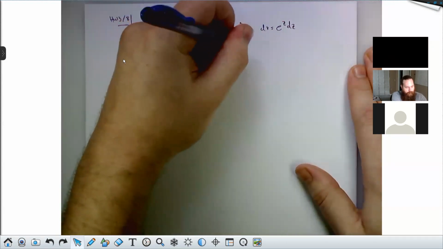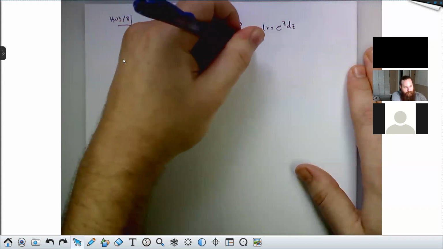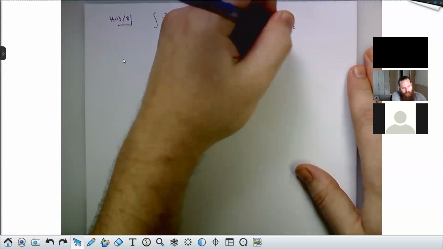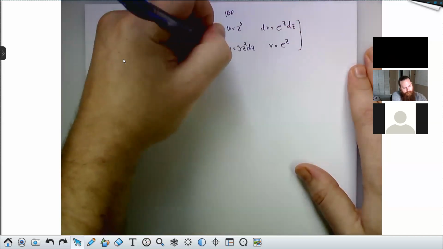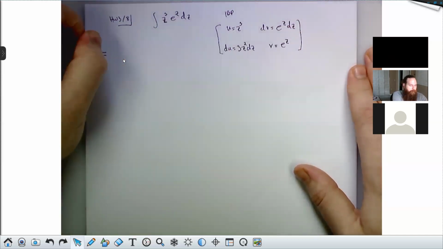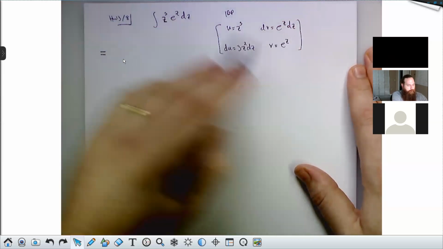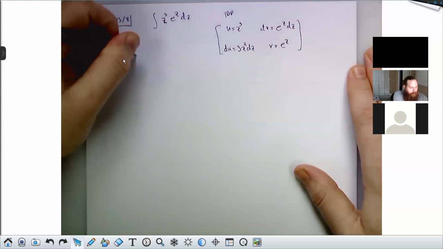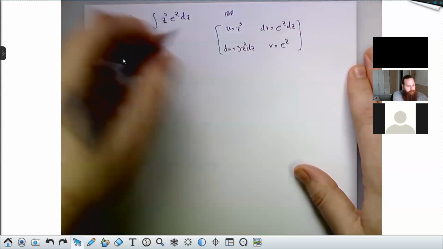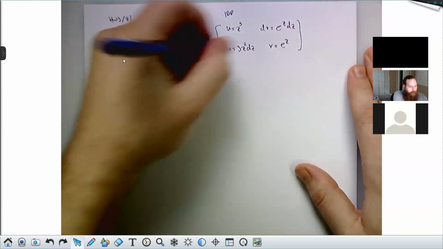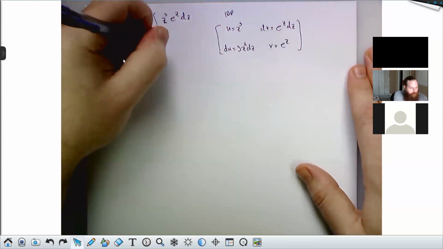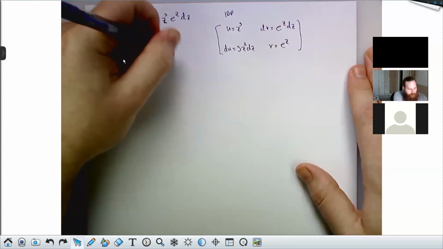du is 3z squared dz. And I integrate here to get v is e to the z. And one run of IBP here looks like this. I'll have u times v, so my original integral is equal to z cubed e to the z minus the integral of v du. So I'll write the polynomial piece first again because it looks better. 3z squared and then e to the z dz.